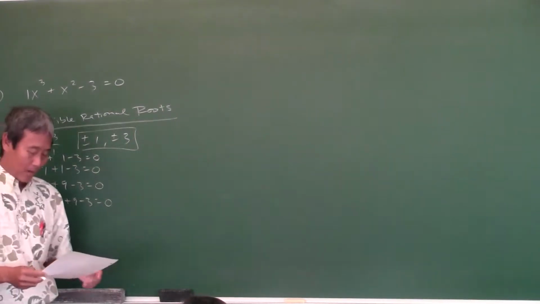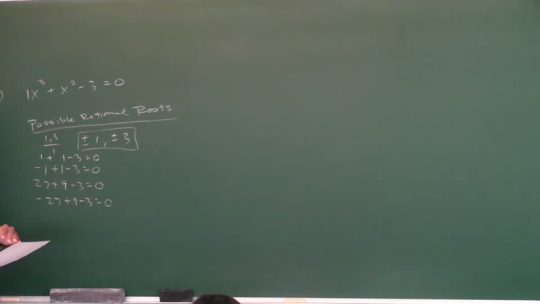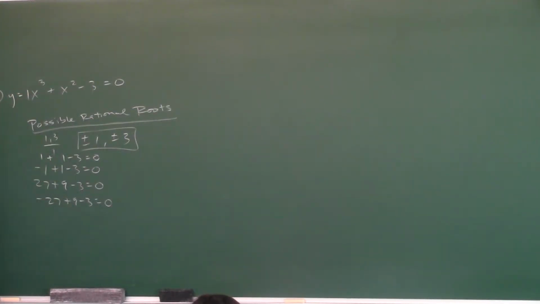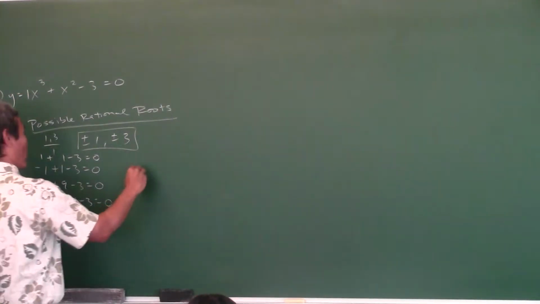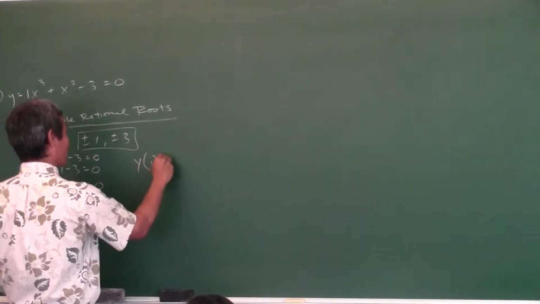Okay, now part B. Show that it does have an irrational root somewhere between x equals 1 and x equals 2. Now, this is a super important concept. It's going to be on the test. Think of this as a graph, y equals. What did we try to find between 1 and 2? What is y of 1 equal to?